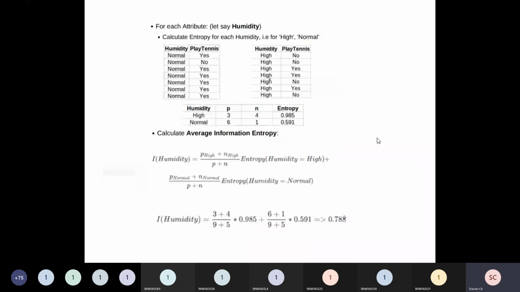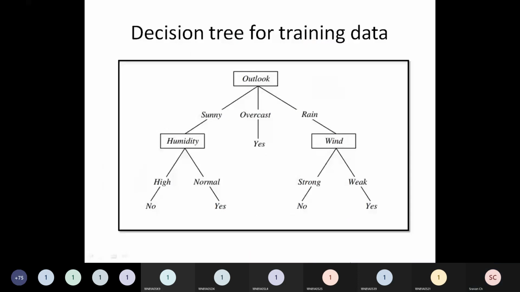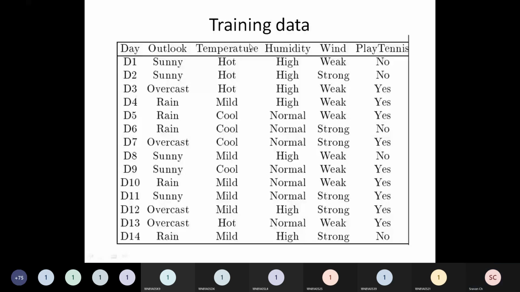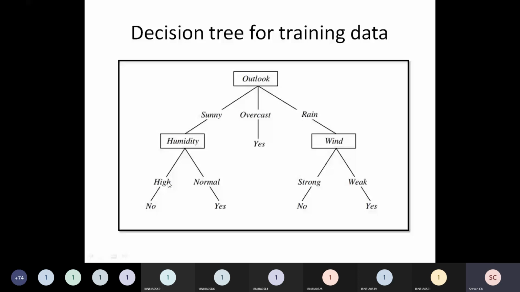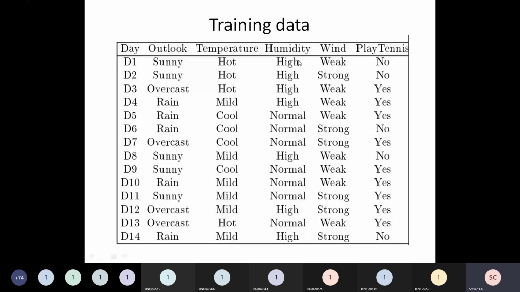Now for humidity, I can't directly write leaf nodes like this. What I need to do is go to the humidity part and see what the values of humidity are. So go to the main data set and see the values of humidity. Only in this case you have to see humidity. Whenever humidity is high, the outcome is no. Whenever humidity is high, outcome is no. Humidity is high but outcome is yes.